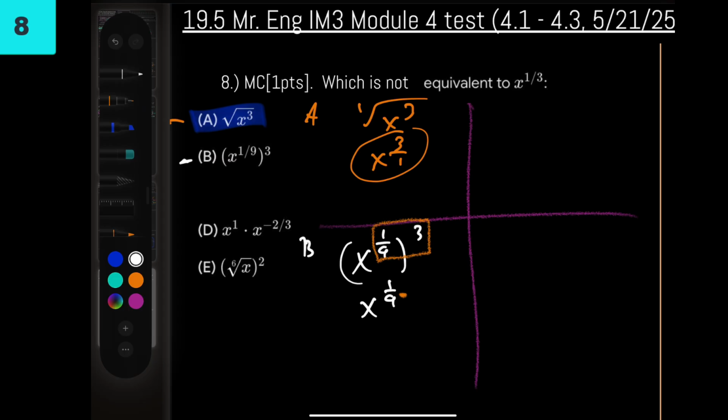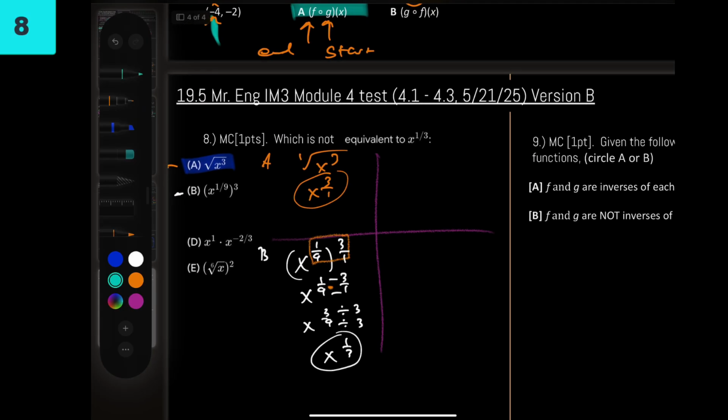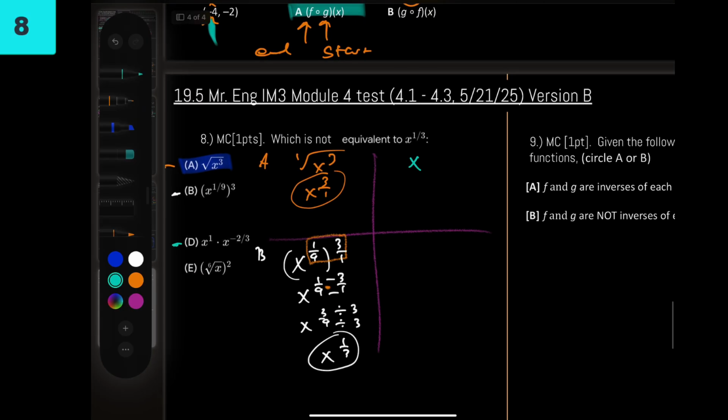X to the 1/9, you can make that a fraction, 3/1. Multiply across, you're gonna get 3/9, and that'll give you 1/3. Okay, let's try another one. D, x to the 1 times x to the -2/3.